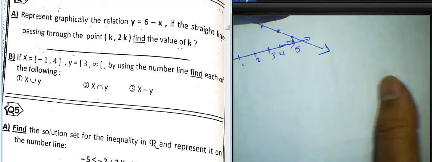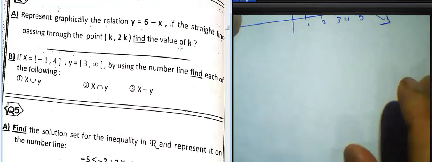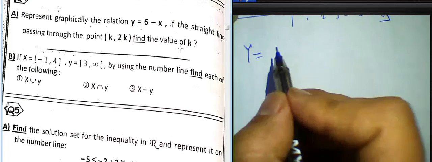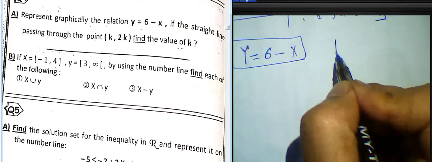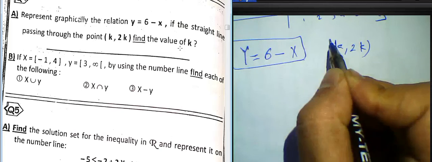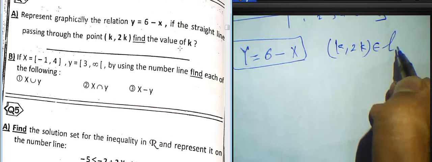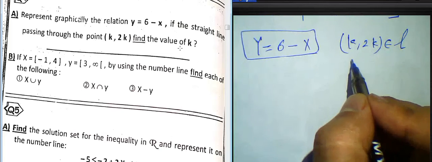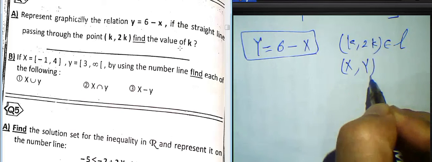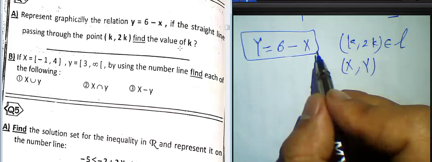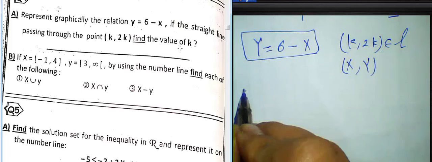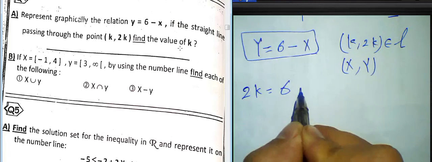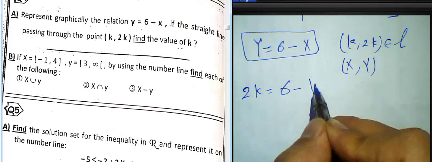Okay, look with me at the relation here, y equals 6 minus x, and he gives us the point (k, 2k) belonging to the straight line. So we can substitute for x and y: write x equals k and y equals 2k. Then we can substitute y right here: 2k equals 6 minus k.